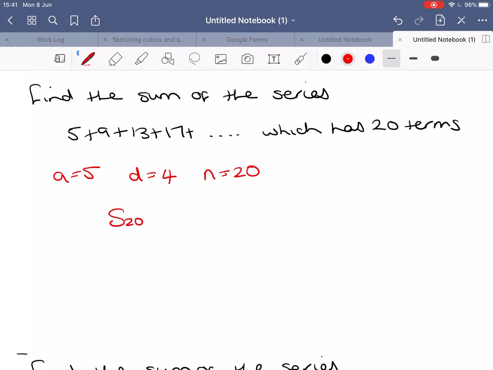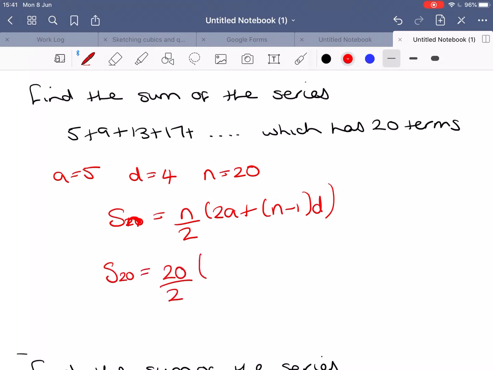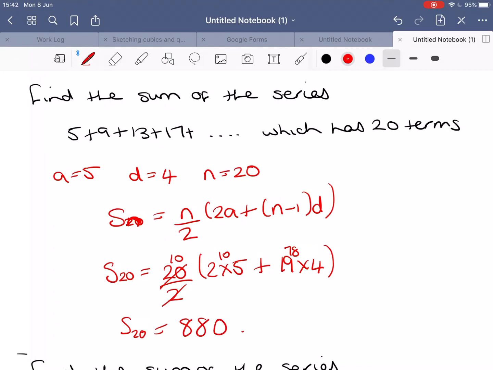So actually, I can use the equation, I write Sn, the sum of n terms is n over 2, 2a plus n minus 1 times the difference. So my sum for the first 20 terms is 20 over 2, 2 times 5 plus n minus 1, which is 19, times 4. At this point, use your calculator and you work it out. Just because I can't be bothered typing it in my calculator, I've got 78, so I've got 88, so that's 880.